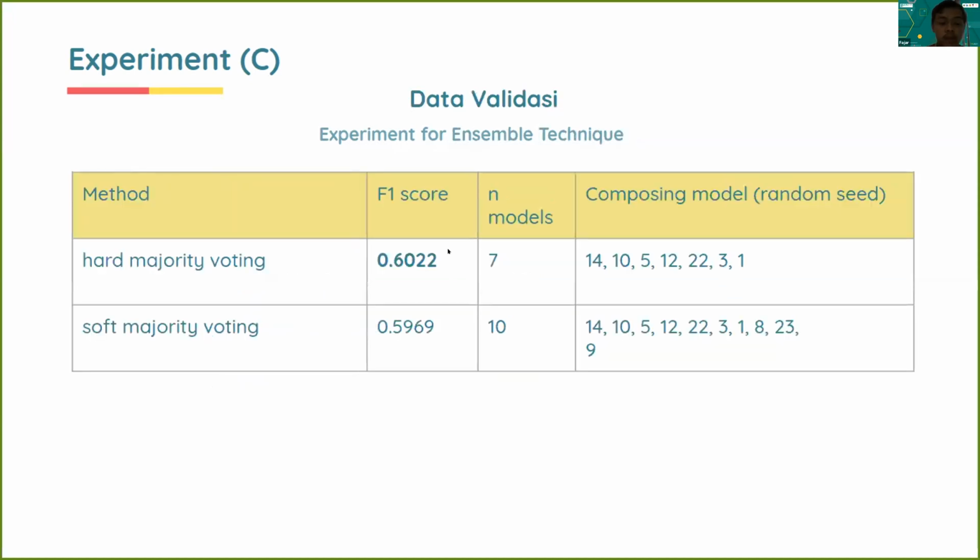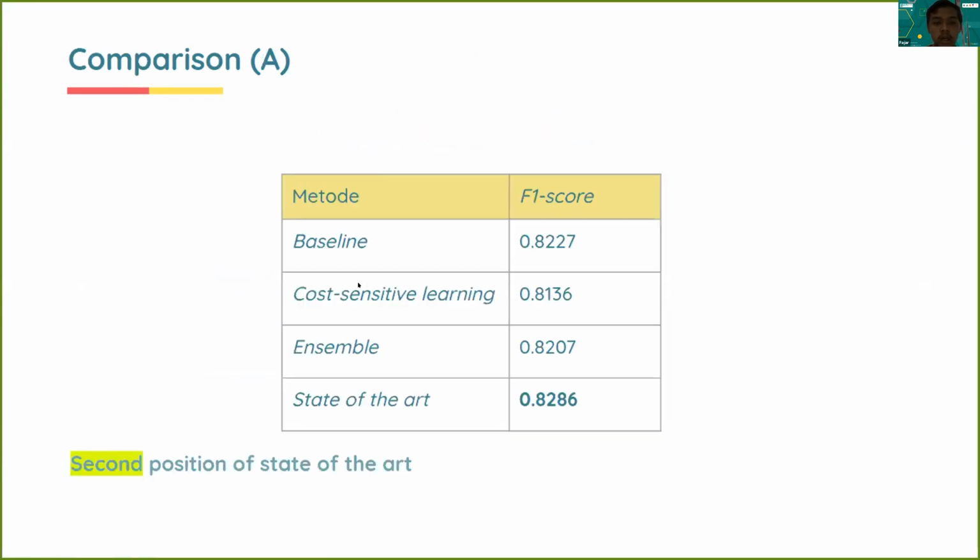And then for the data validation, 3 minutes. Okay, thank you. For the data validation in experiment C, hard majority voting is still better than soft majority voting. Okay, then I will use comparison.